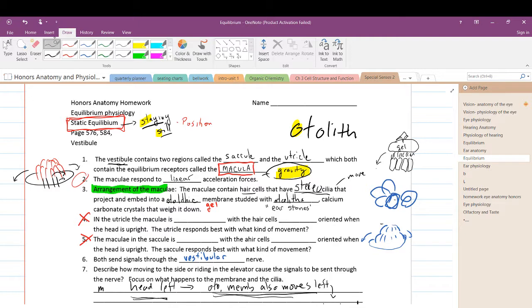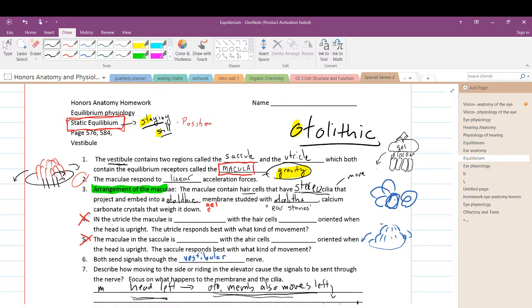Now, that did not come out the way I like, so let me go ahead and finish. Otolithic, there we go. And the reason they call it otolithic is because it has otoliths. Now, otoliths literally translate to ear stones. They're calcium carbonate crystals. They weigh it down a little bit, and that makes it more susceptible to gravity. Now, in past years, we've talked about the difference between the utricle and the saccule, but we're not going to worry about that in terms of time.